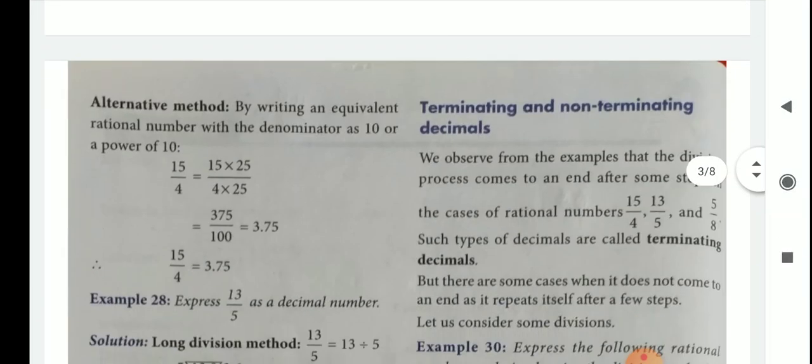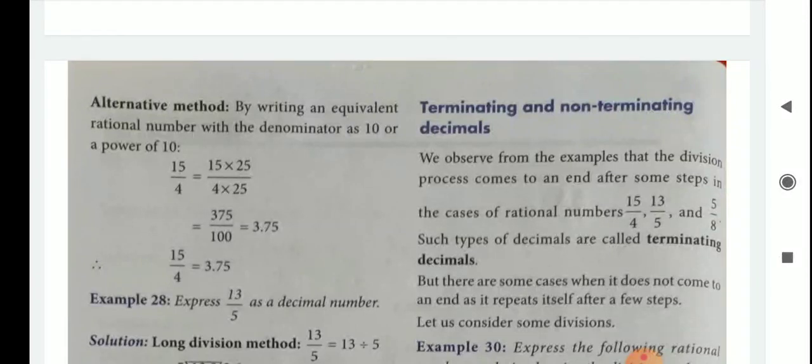Then comes terminating and non-terminating decimals. Means what? We observe from the examples that the division process comes to an end after some steps. In the case of rational numbers 15 by 4, 13 by 5 and 5 by 8, such types of decimals are called terminating decimals. Means we get the remainder 0.